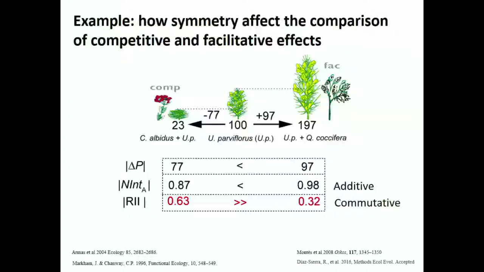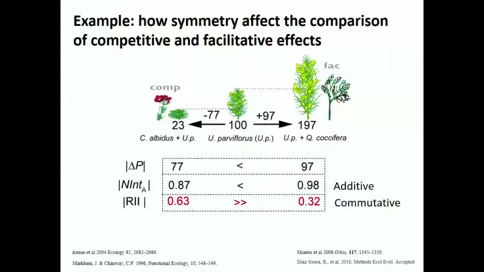For this index, competition is twice as relevant as facilitation. This is not very intuitive for a lot of cases, because this commutative index is putting the values in reference to the sum of the biomasses. So for facilitation, the reference is much bigger, and for competition it is smaller. That's what produces this imbalance in comparisons.